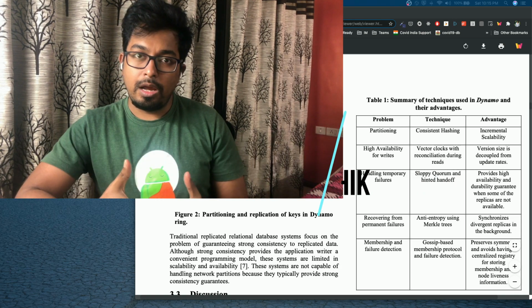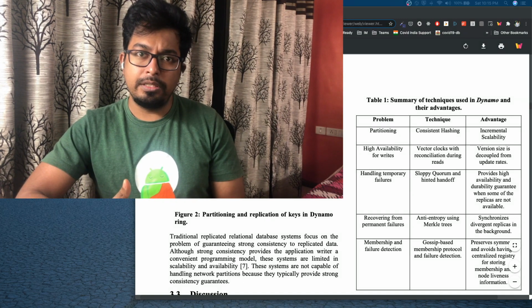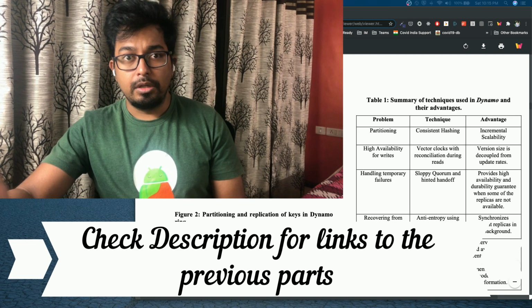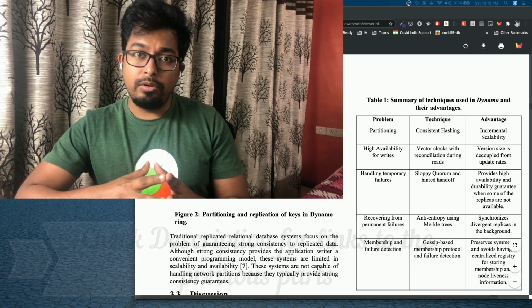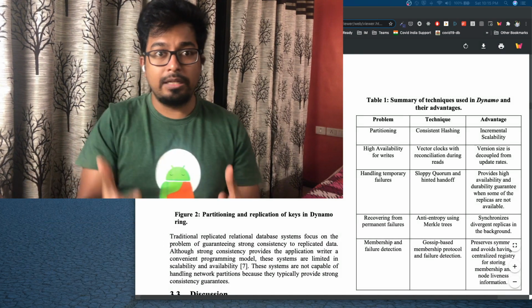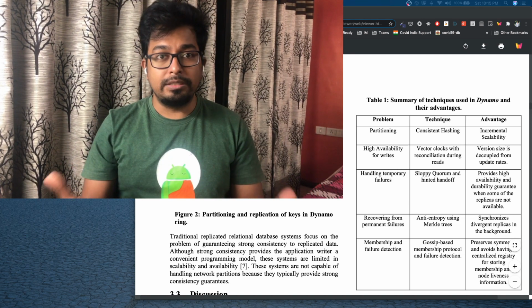We are talking about the Dynamo paper. Like I said, the Dynamo paper is the basis of a lot of the current DBs that we use, for example, Riak, Voldemort, Cassandra. In this episode, we are going to go deeper into the Dynamo architecture. We will read through the paper and understand the concept of partitioning and how Dynamo makes the system more resilient to failures.